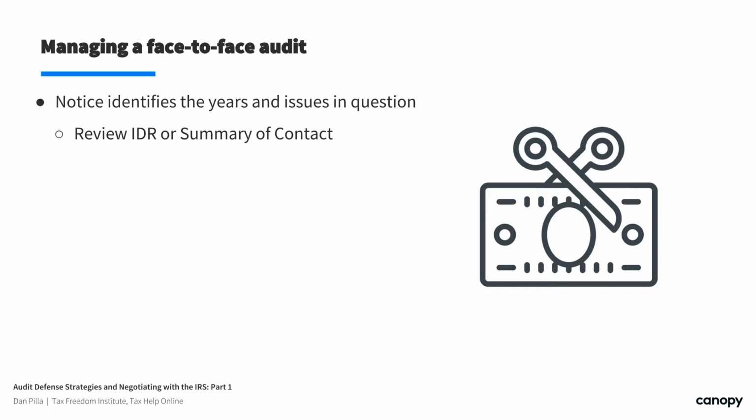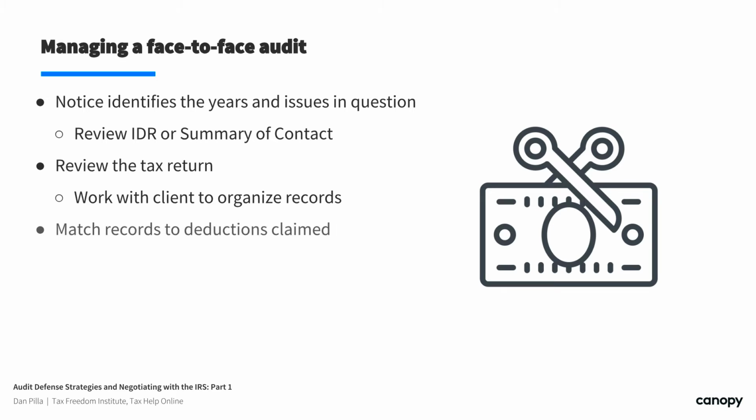I'm going to make sure I get a copy of the tax return. I'm going to review that tax return very carefully. I'm going to see exactly what claims were put on the tax return. Then I'm going to work with my client to organize the records so we can prove exactly, to the auditor, the numbers that were put on that tax return. And so I'm going to match the records that the client gives me to the deductions that were claimed on the tax return.